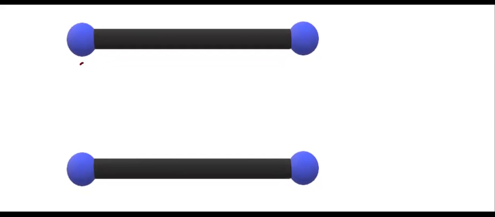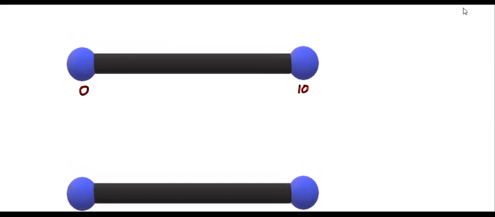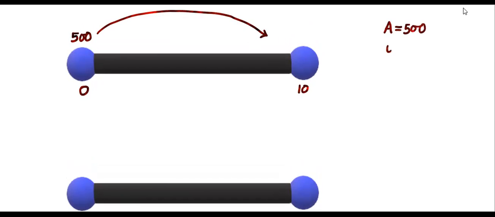Next one. If this is 0 and this is 10 years and you want to deposit some amount 500 and you want to know its value, let me write here A is equal to 500. Interest rate is 10%. Remember, when we say 10%, we use i is 0.10 here in actuarial science.